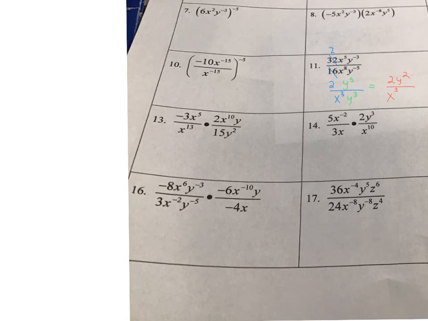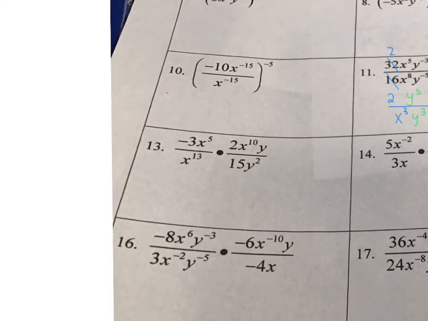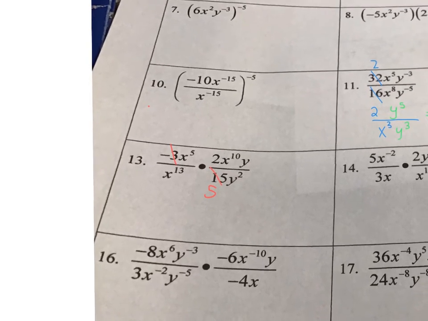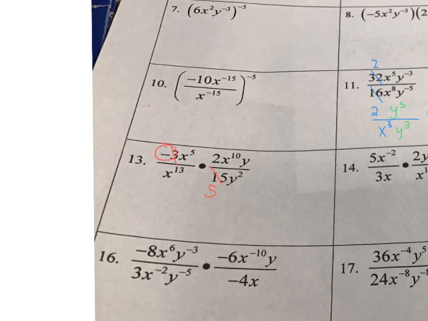I'm going to go on to number 13. First of all, I'm going to look at my coefficients. There's a couple ways I can do this problem, so I'm just going to randomly choose a way. 3 goes into 15 5 times. Now I need to remember there's a negative here. Whoops. Why won't it let me write on it? There we go. Now my coefficients, I have a negative, a 2, and a 5. So that's just negative 2/5. If I look at the top, I've got x to the 5th, x to the 10th. So that's x to the 15th.